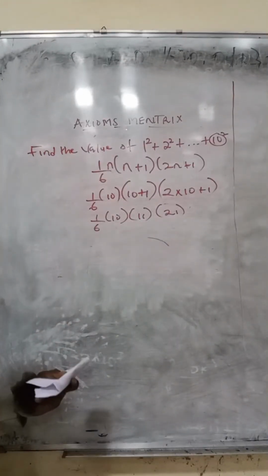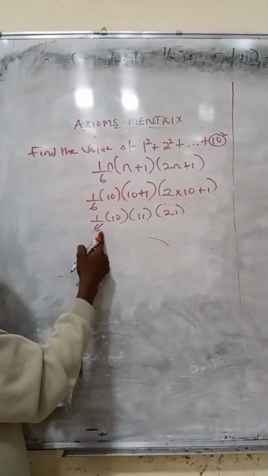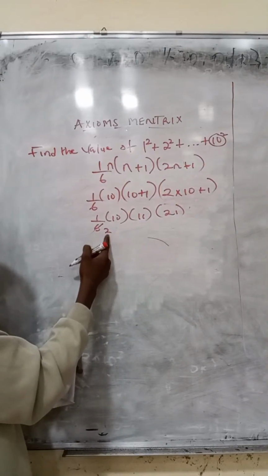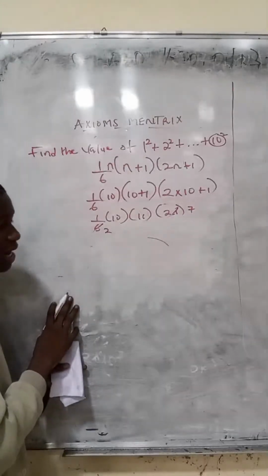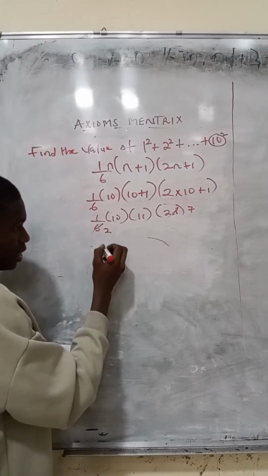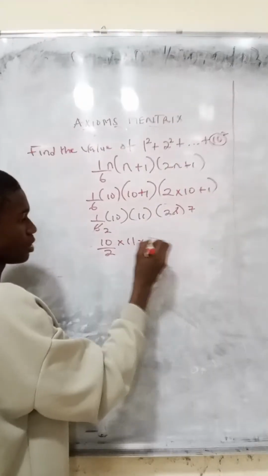So now, without wasting time, let's do something here. If 3 go here, I'm going to be having 2. So if I divide here with 3, I'm going to be having 2. If I divide here with 3, I'm going to be having 7. Right? And the same thing applies. So let me just write everything down. So I have 10 over 2 times 11 times 7.